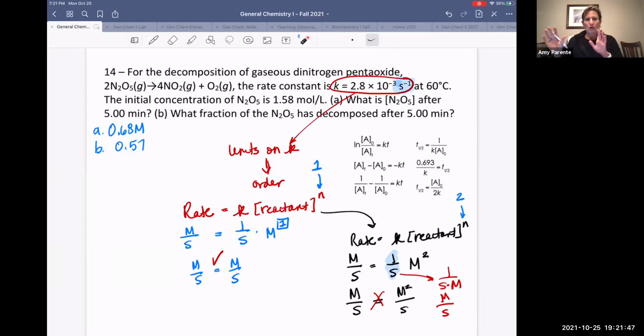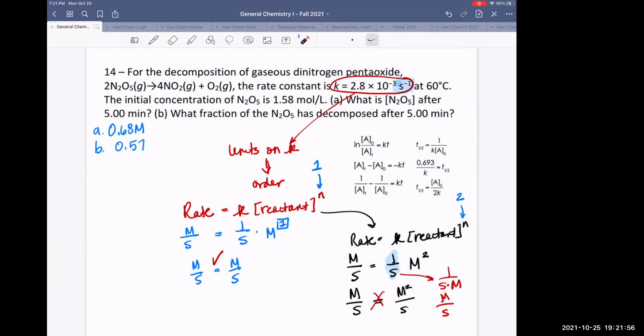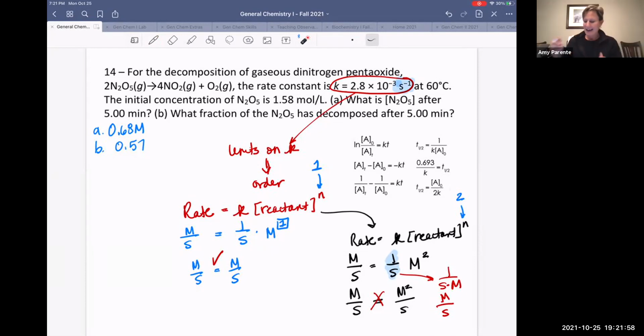So our rate constant is going to have different units depending on whether it's 0 order, first order, or second order. I have to multiply the units of my rate constant times a certain number of molar units. If it's first order, there'll only be 1 unit of molar. If it's second order, there's going to be 2 units of molar. If it was 0 order, there would be 0 units of molar. That's why this is molar to the first. This is molar to the second.